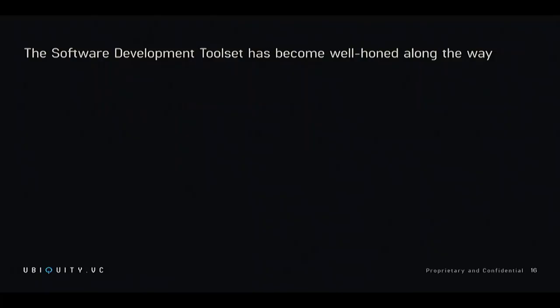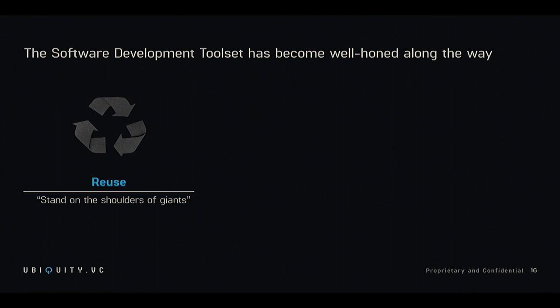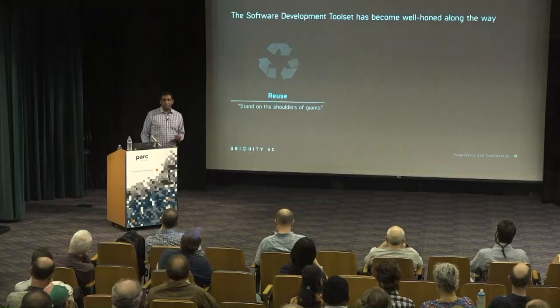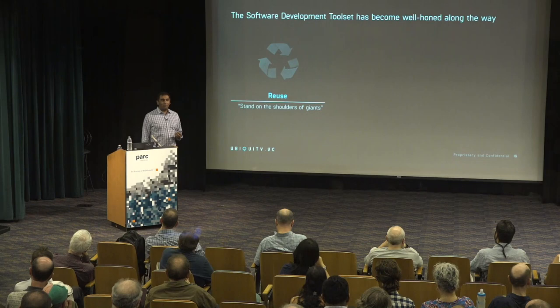So this software development toolset is comprised of three key categories. First is reuse. There's this Isaac Newton quote about standing on the shoulders of giants. It's a very, very big deal. This is how we're able to achieve as much as we can, is that software fundamentally and the way that we've chosen to develop it allows us to build on top of what's already been built before. It's a very, very powerful idea, and we'll dive into that more in a second.